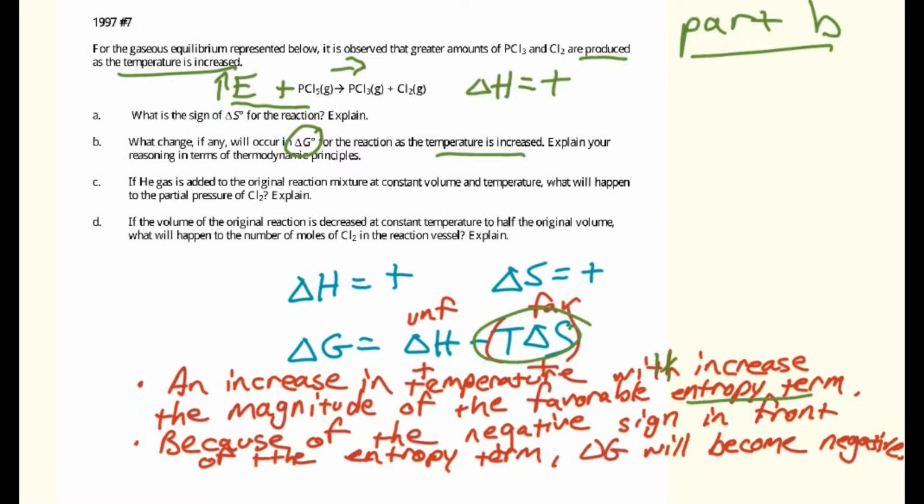Actually, when I'm looking at the key, I probably should have put right in here will become more negative, because you notice they're talking about the change in delta G. Not just negative, it's becoming more negative as you increase the temperature.